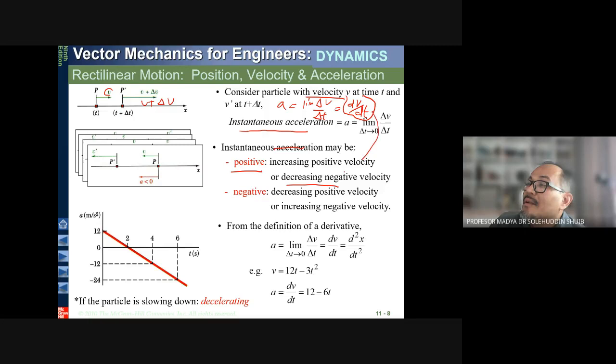Okay. And then we proceed by relating this one. We have here dv dt, and acceleration also can be written as d square x dt square. Okay. Now we want to plot the graph of the acceleration. We differentiate this equation with respect to time. We get 12 minus 6t. So it is a linear graph with minus slope, and then intersect at positive 12. So you get this graph, acceleration versus time. Okay.